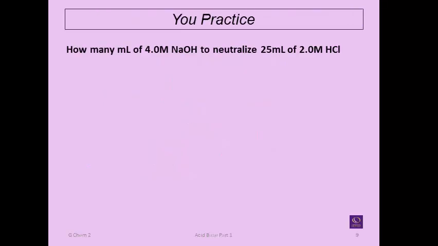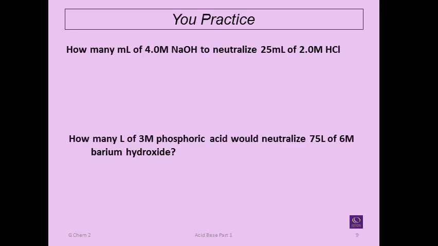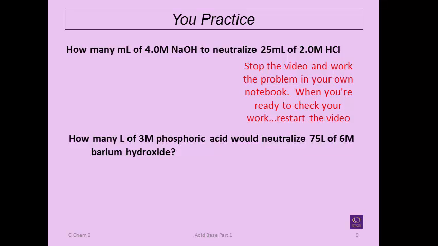So now, why don't you practice using that equation? How many mL of 4 molar sodium hydroxide to neutralize 25 mL of 2 molar HCl? And then the second problem is how many liters of 3 molar phosphoric acid would neutralize 75 liters of 6 molar barium hydroxide? So here you go. Stop your video, try this on your own paper, and when you're ready to check your work, you can restart the video.